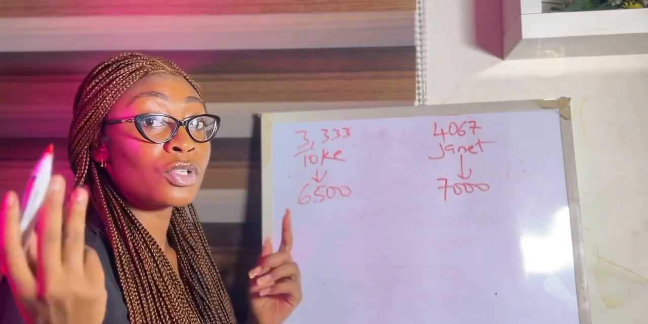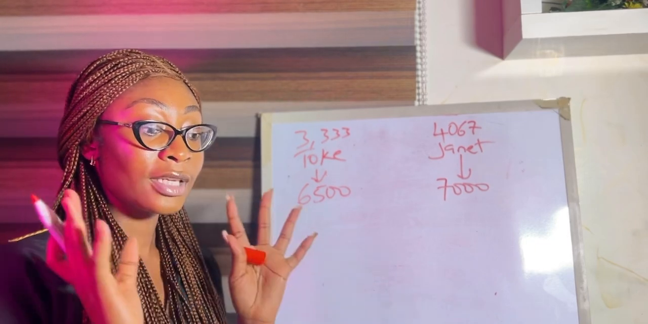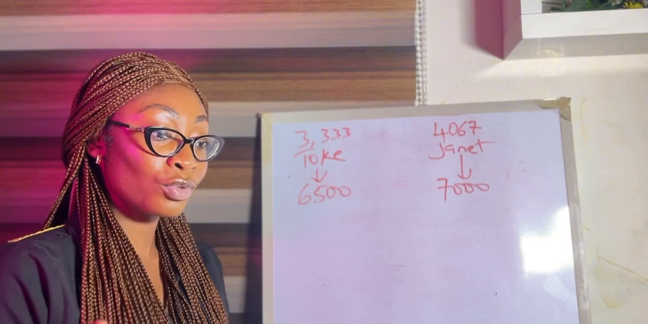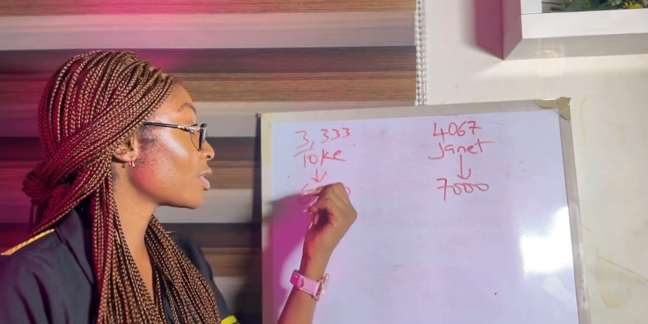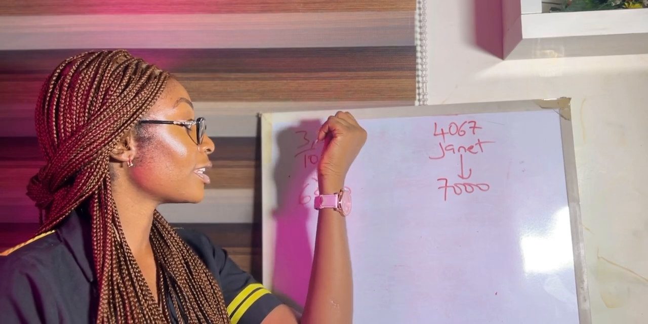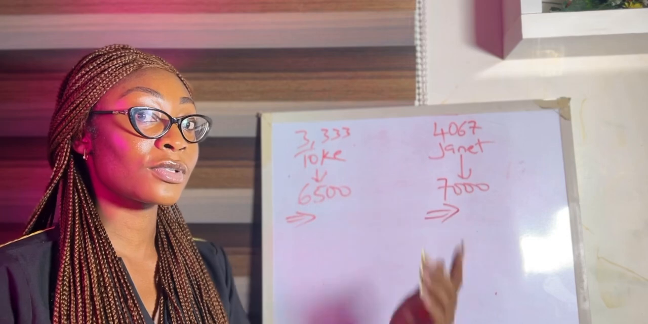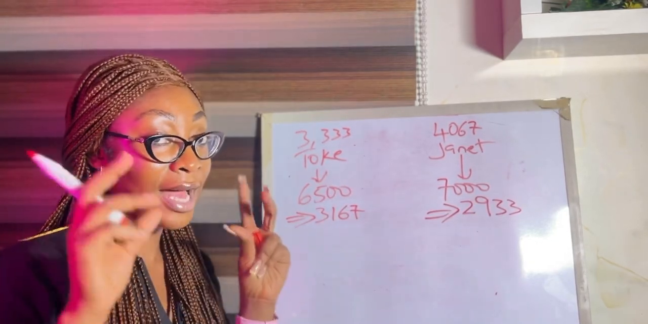Let's focus on this. So let's do Toke and know how much profit Toke is making. It's very simple. I told you there are formulas to this thing, but we're not using a formula. We're just trying to make it simple for you. Much later, maybe we might do the formula to calculate it better. So we're just doing 6,500 minus 3,333, and we're also doing 7,000 minus 4,067. So Toke is getting a profit of 3,167 naira, assumed profit.